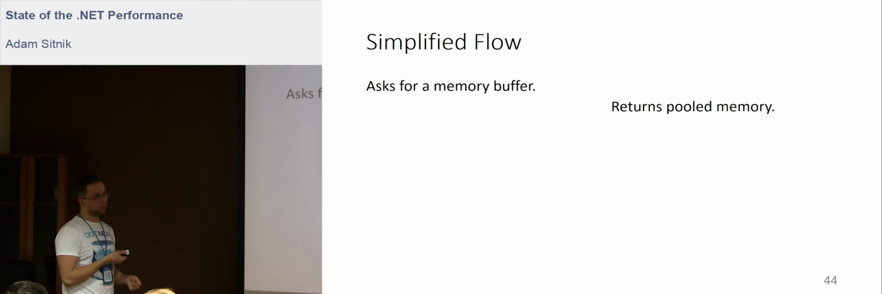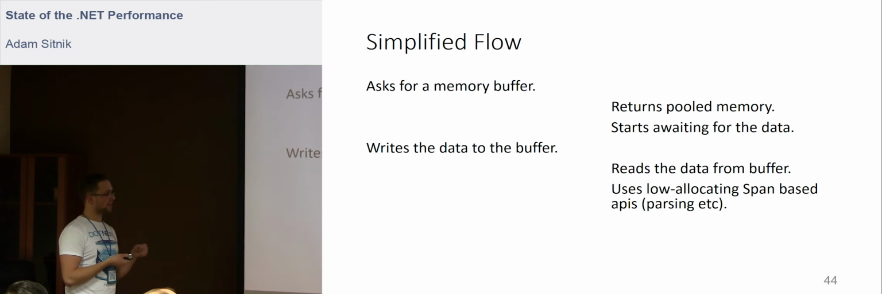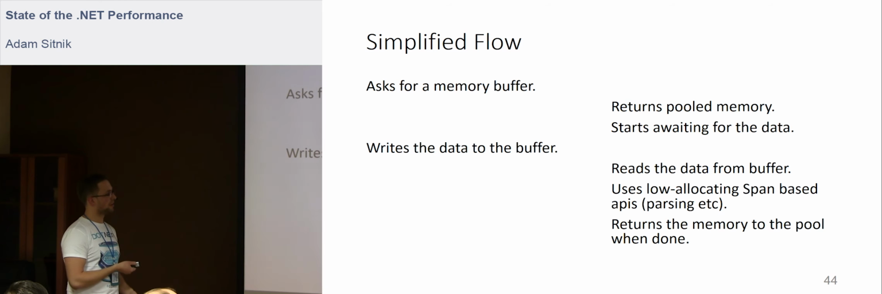then the other side returns a pooled memory, so no new allocation, and starts waiting for the data. Then the other side starts writing to this pooled buffer, then this side starts reading, and now is doing all of the things that previously allocated strings with spans, so no allocations. And at the end, when this side has finished handling, it returns the pooled memory to the pool. So here it's important that this side previously had no idea when to return this memory.